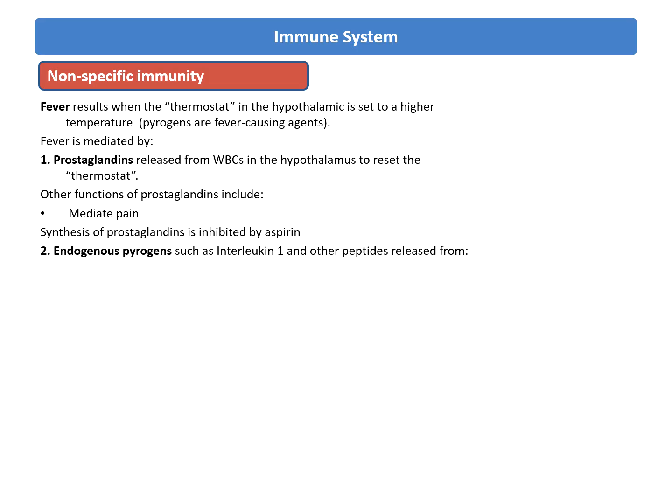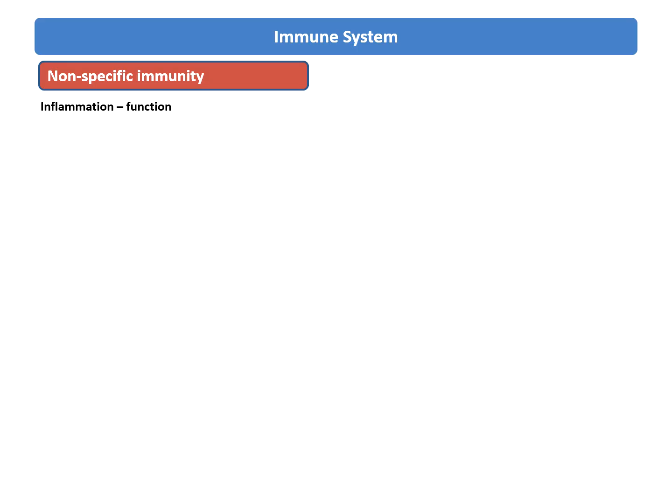Endogenous pyrogens, such as interleukin-1 and other peptides, are released from neutrophils and macrophages. Exogenous pyrogens, such as bacterial endotoxins, are released from microorganisms.